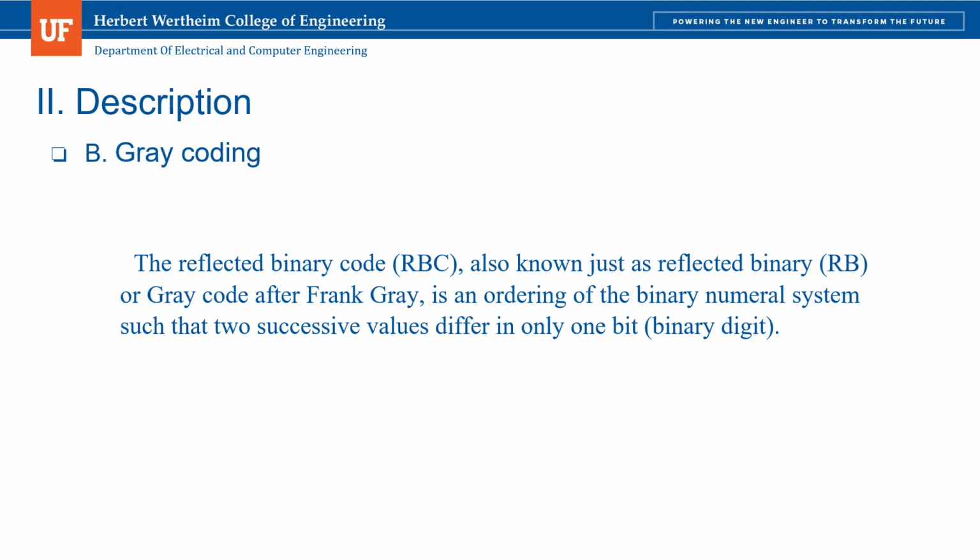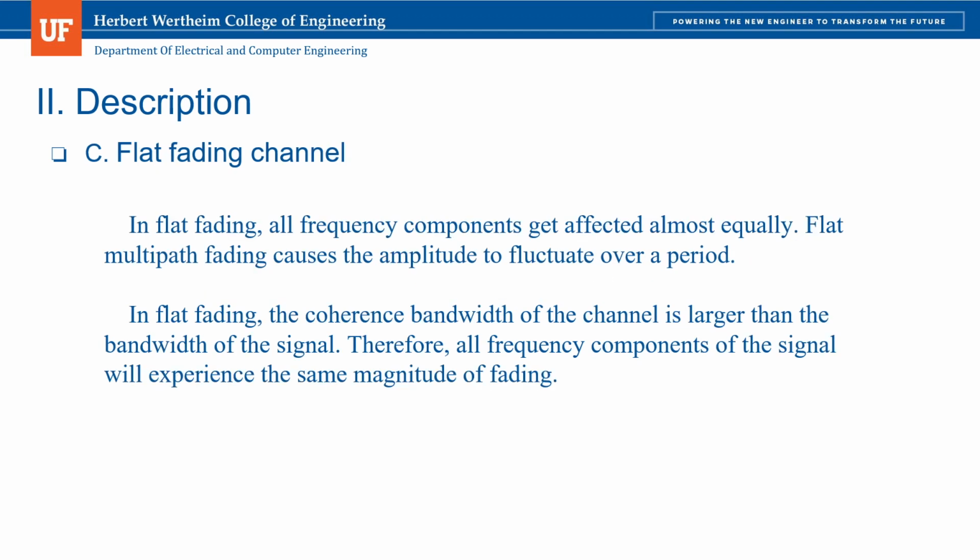And the second part is about the gray coding. The reflected binary code, also known just as reflected binary or gray code after Frank Gray, is an ordering of the binary numeric system such that 2 successive values differ in only 1 bit, which is a binary bit.